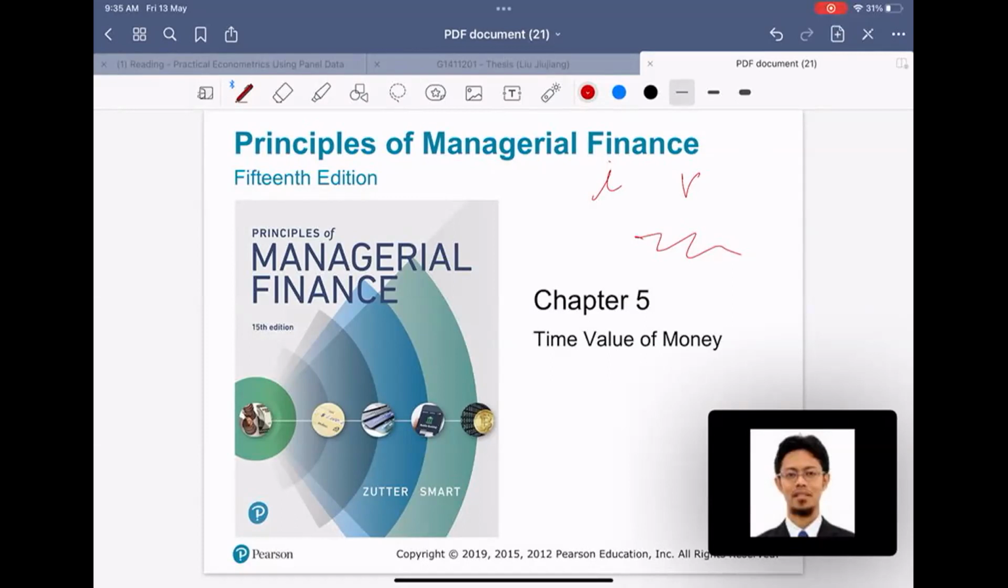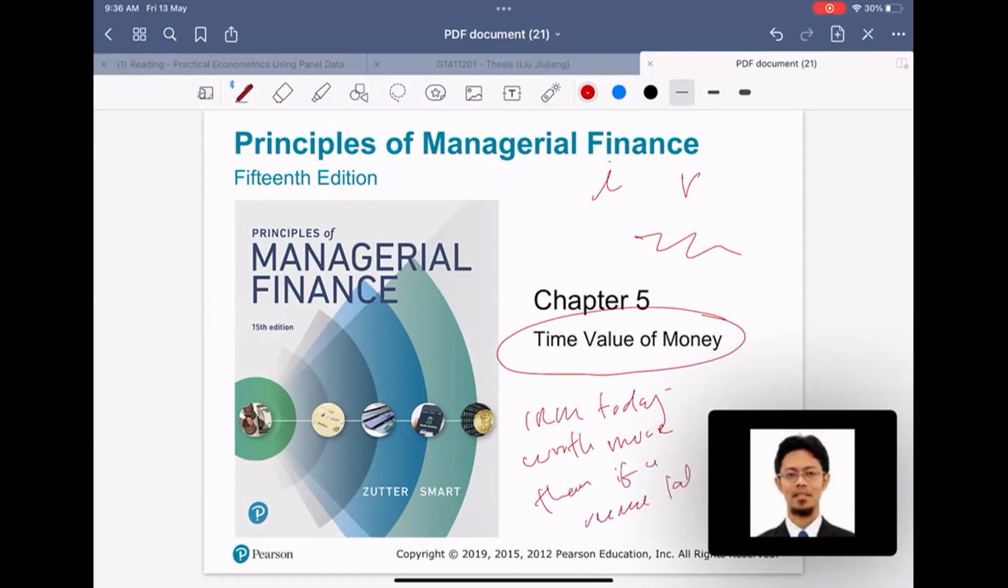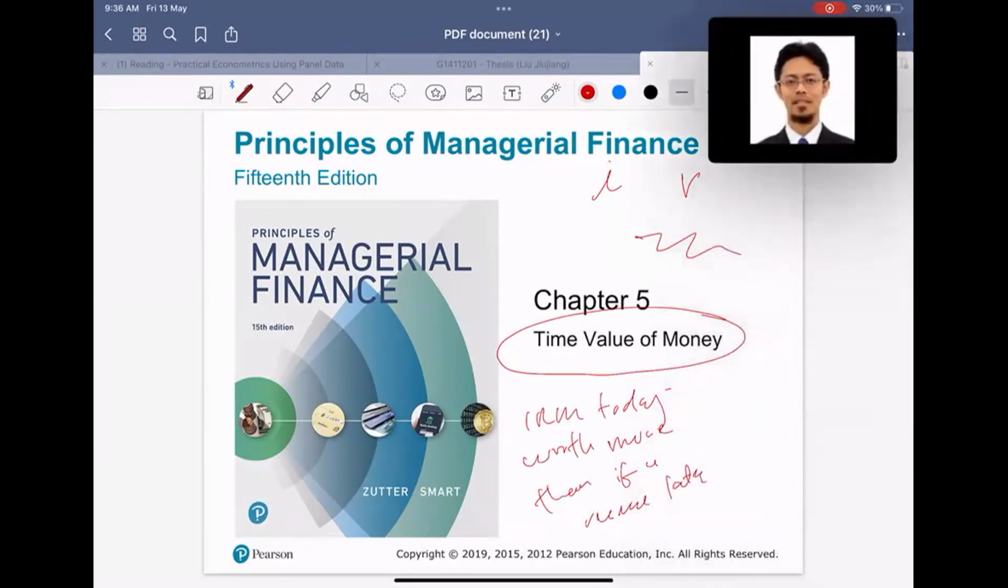Okay, so today we're going to look at time value of money. Previously I think we have discussed. What do you mean by time value of money? One dollar or one RM today is worth more than if you receive it later. It's logic, right?